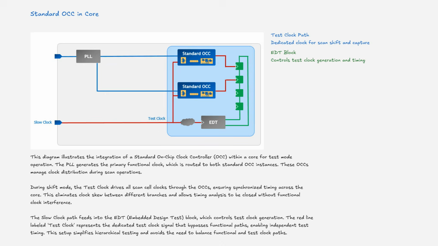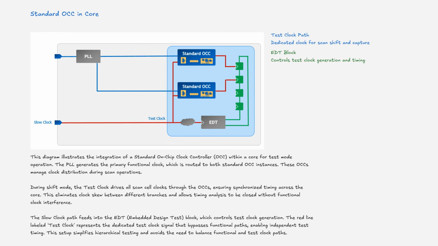This diagram illustrates the integration of a standard on-chip clock controller, on-chip clock, within a core for test mode operation. The phase-locked loop generates the primary functional clock, which is routed to both standard on-chip clock instances. These on-chip clocks manage clock distribution during scan operations. During shift mode, the test clock drives all scan cell clocks through the on-chip clocks, ensuring synchronized timing across the core. This eliminates clock skew between different branches and allows timing analysis to be closed without functional clock interference.